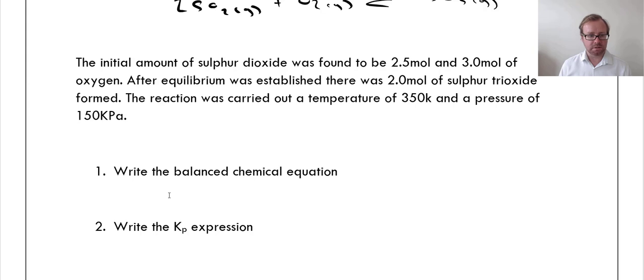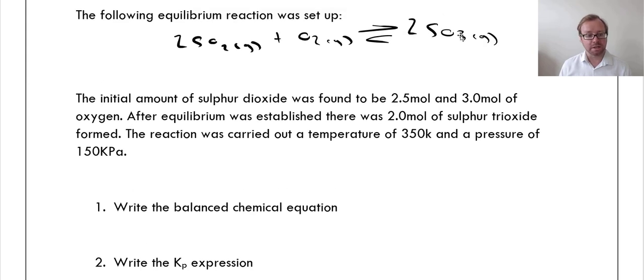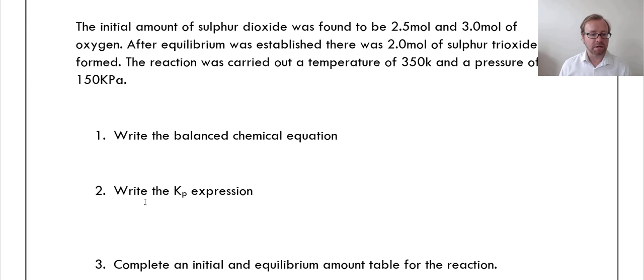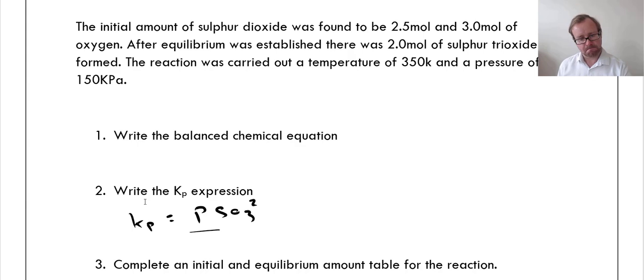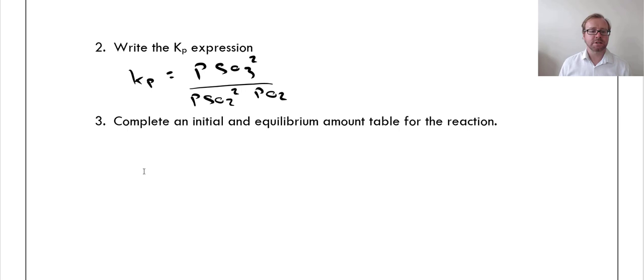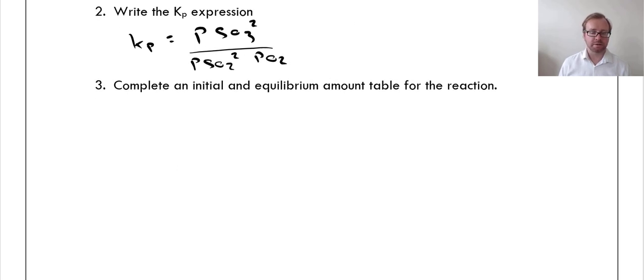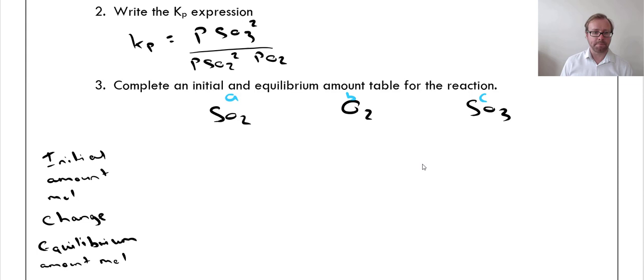Right, so first thing we need to do is write the balanced chemical equation, which I've done here, and then write the Kp expression. So my Kp expression would be this, and then complete an initial and equilibrium amount table for the reaction. Okay, so I've done this for you. I want you to have a go at doing this to get some more practice, and I'll be back in a minute. Okay, hope you managed to do this.